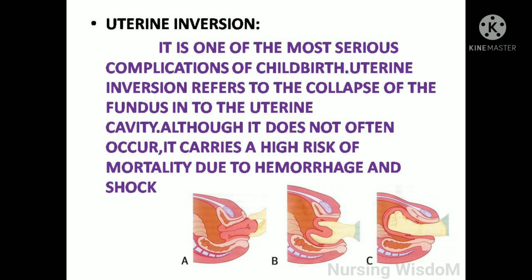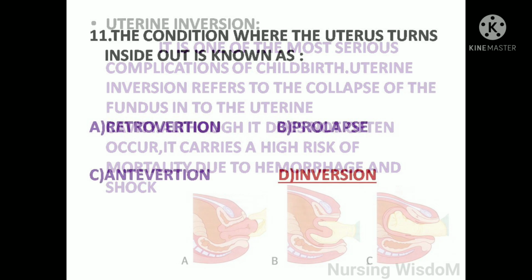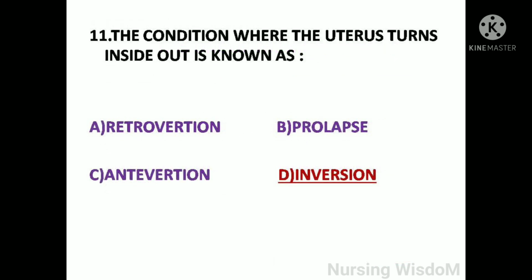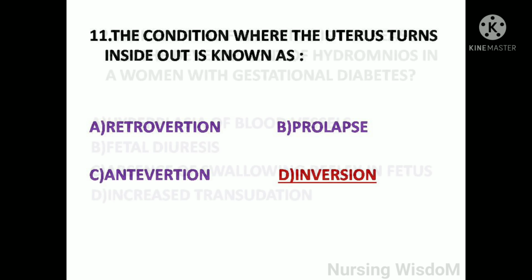Uterine inversion. It is one of the most serious complications of childbirth. Uterine inversion refers to the collapse of the fundus into the uterine cavity. Although it does not often occur, it carries a high risk of mortality due to hemorrhage and shock. So here the answer is option D, inversion. The condition where the uterus stands inside out is known as inversion.